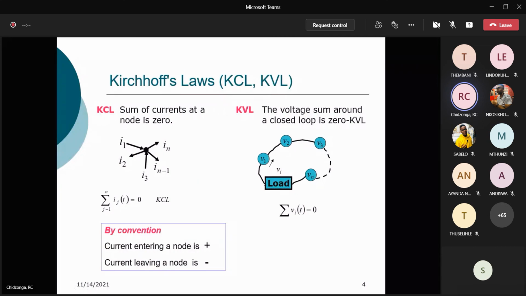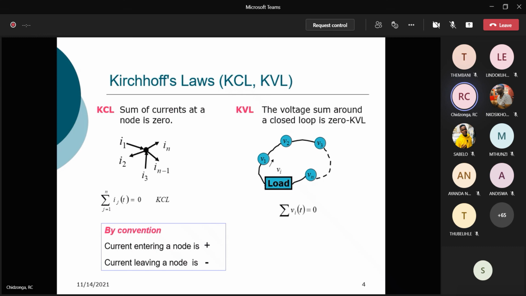And then you also have Kirchhoff's voltage law, KVL, which tells us that the total voltage around a loop or a closed path is equal to 0. Those are very important, right? Next.